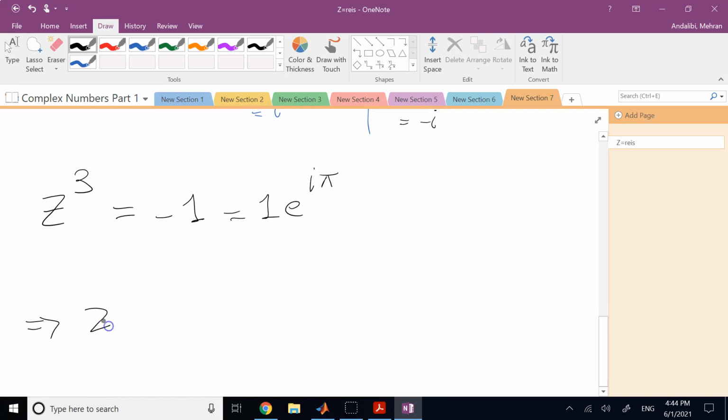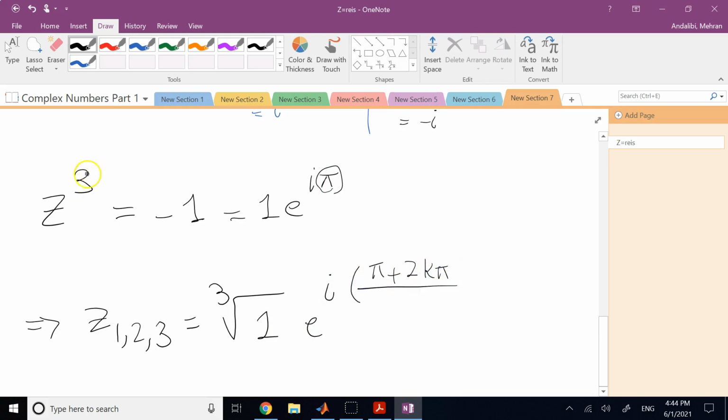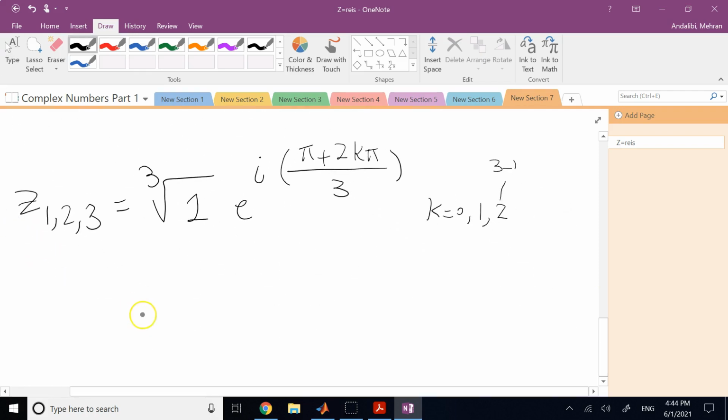Therefore, my solutions z1, z2, z3, there are 3 solutions, are equal to the cubic root of 1 times e to the i, and for the angle, it's going to be this angle plus 2 pi k divided by n, where n is 3. And here you let k go 0, 1, and 2, where 2 is 3 minus 1, n minus 1.